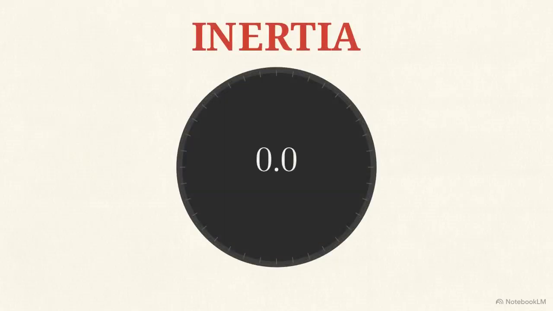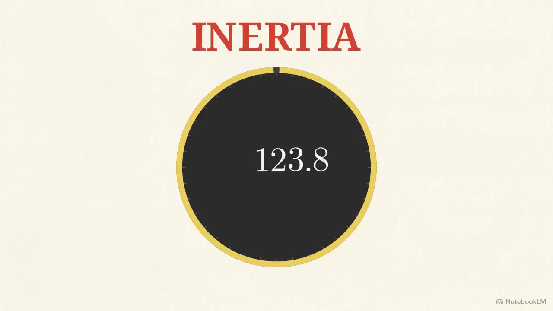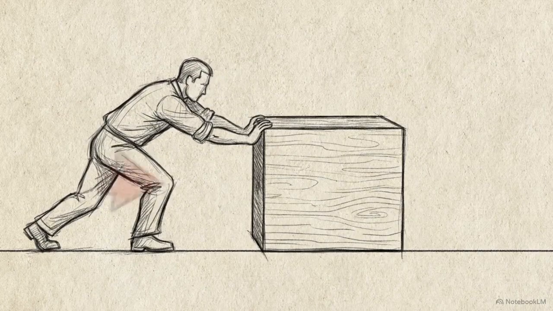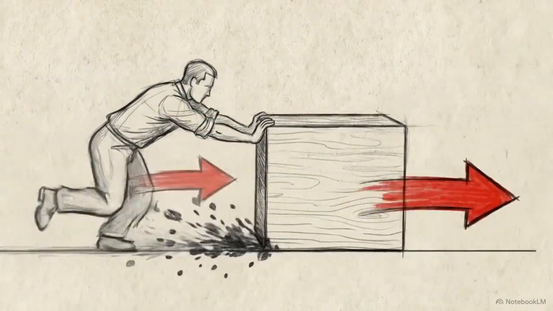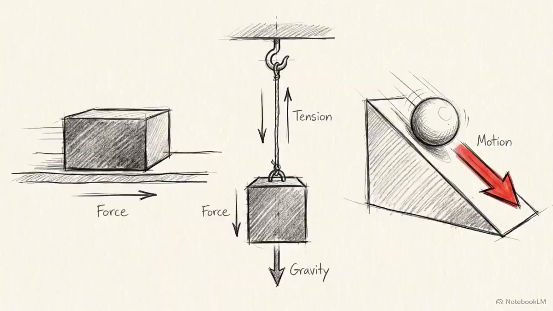We measure this baseline state of constant motion, or rest, as a scalar quantity called inertia. Acceleration never happens spontaneously. It only occurs when an object's inherent inertia is broken by an external, unbalanced force. Translating these theoretical laws into applied mathematics requires you to isolate specific force types across different physical environments.